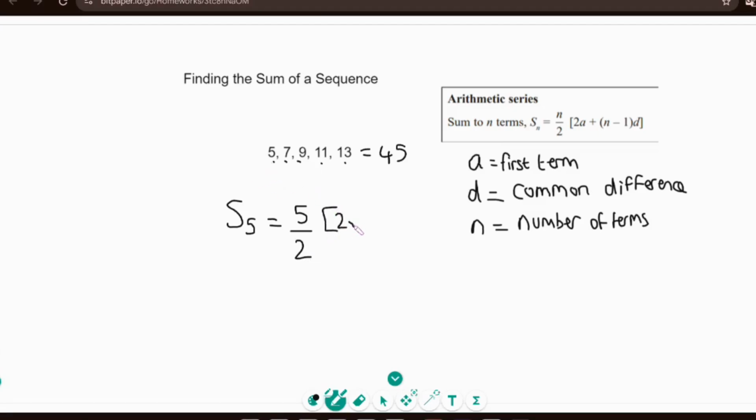A is 5, because 5 is the first term. Common difference is 2, and N is 5, because there are 5 terms. So N minus 1 is 4, times the difference, which is 2. I'm just going to work out the bracket first. 2 times 5 is 10, plus 8, 18. Which gives us 45.